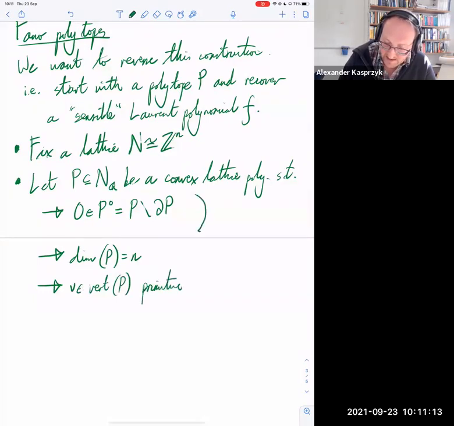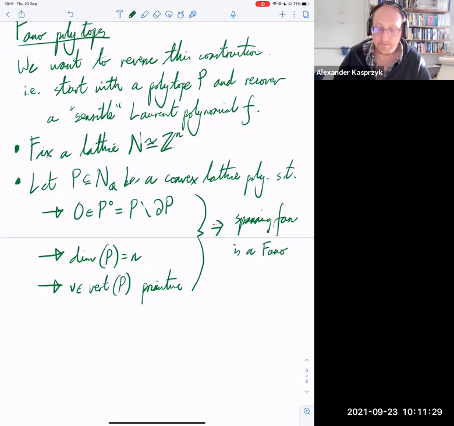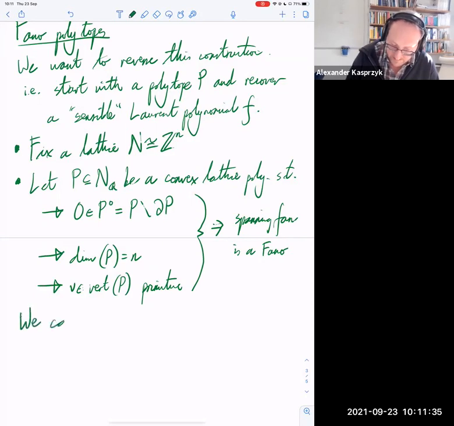So together, all this is really saying is that it makes sense to take the spanning fan. Okay, so there's no real mystery behind this definition. And we call such a P a Fano polytope.